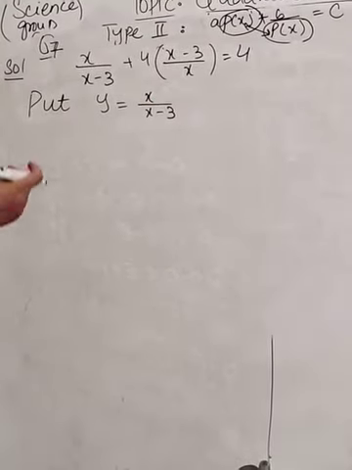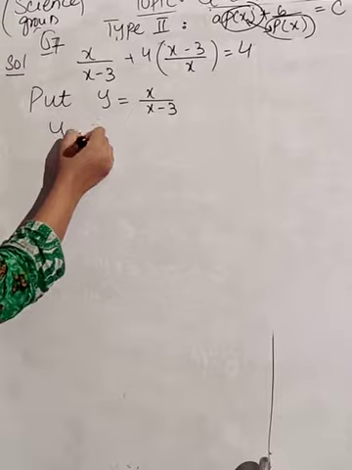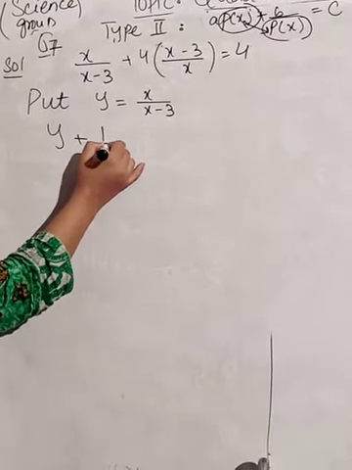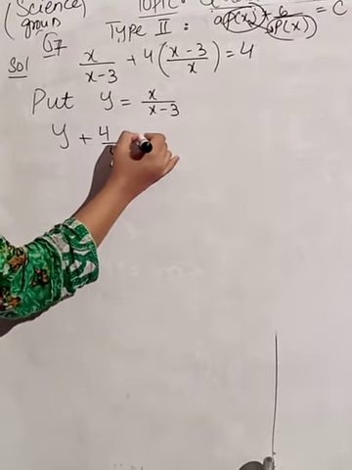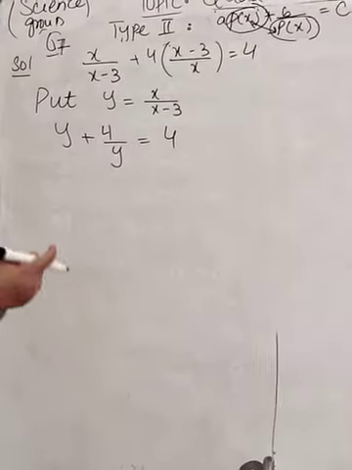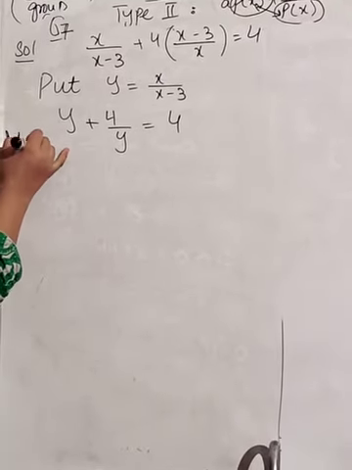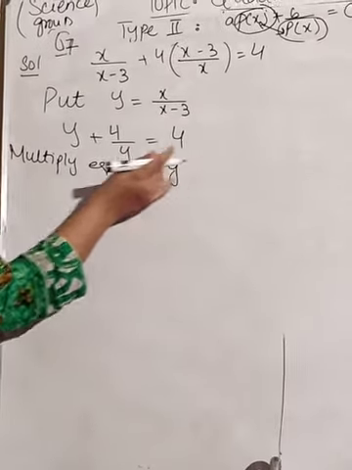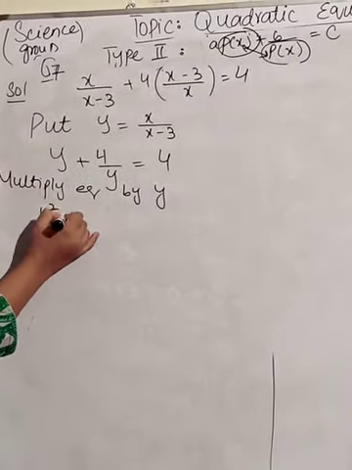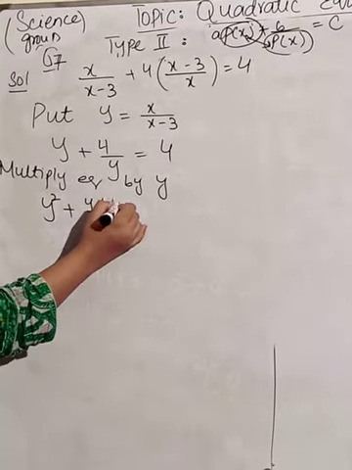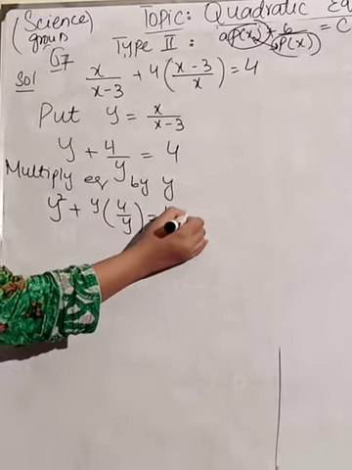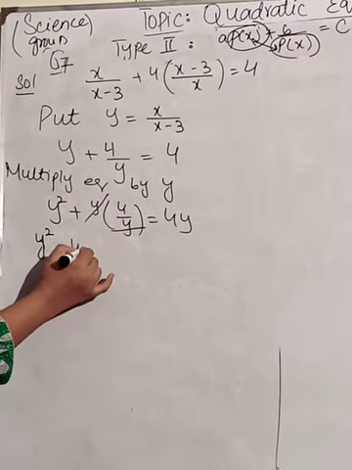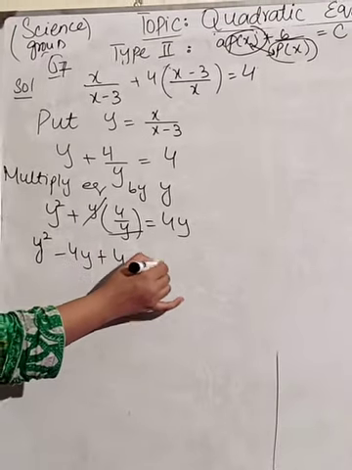Alright, so what would there be? It would be y plus, now this value is reciprocal, so if this is y over 1, then it would be 1 over y, that is 4 ones are 4 over y, that is equal to 4. Now on the same step, I need to multiply the whole equation by y. So it would be y into y square plus y into 4 over y, that is equal to 4y. It would be cancelled. So I am left with y square minus 4y plus 4, that is equal to 0.